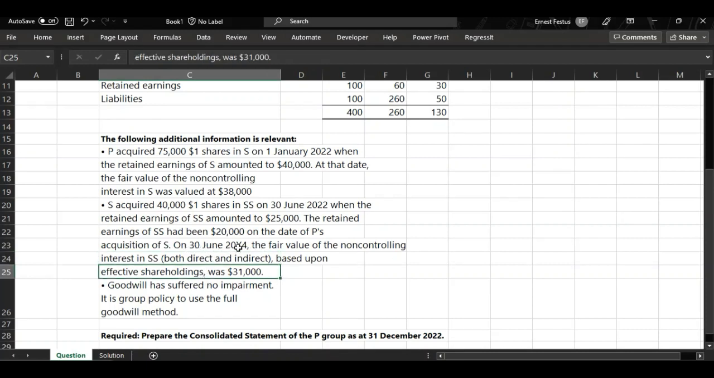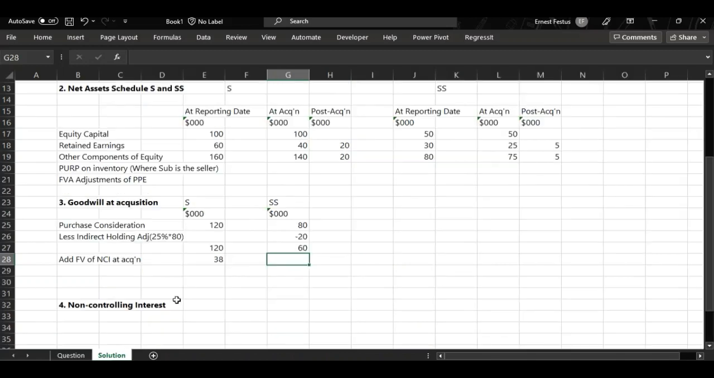Now, on 30th June 2022, the fair value of the non-controlling interest in SS, both direct and indirect, based on their effective shareholdings, was 31,000. And so the NCI for this particular one is 31,000.